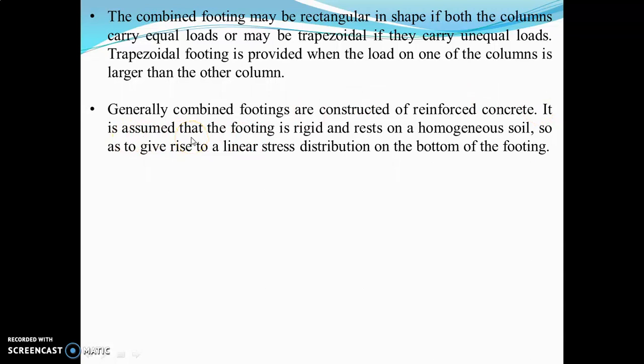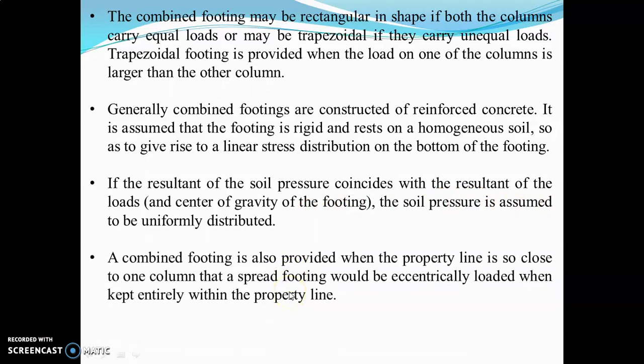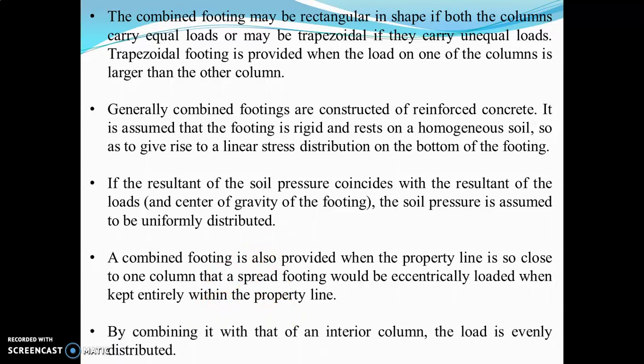It is assumed that the footing is rigid and rests on a homogeneous soil, so as to give rise to a linear stress distribution on the bottom of the footing. If the resultant of the soil pressure coincides with the resultant of the loads, that is the center of gravity of the footing, the soil pressure is assumed to be uniformly distributed. A combined footing is also provided when the property line is so close to one column that a spread footing would be eccentrically loaded when kept entirely within the property line. By combining it with that of an interior column, the load is evenly distributed.